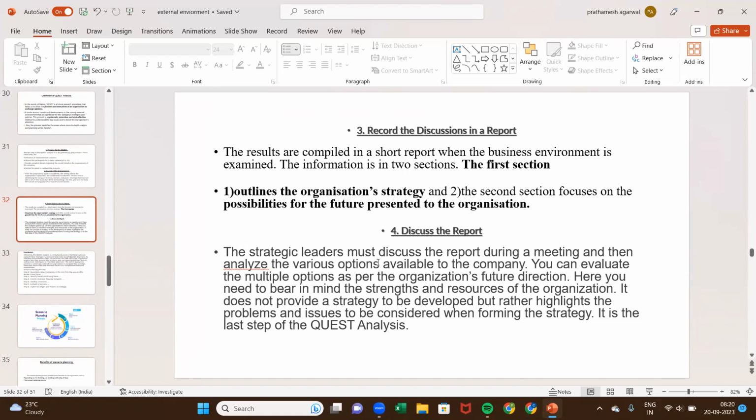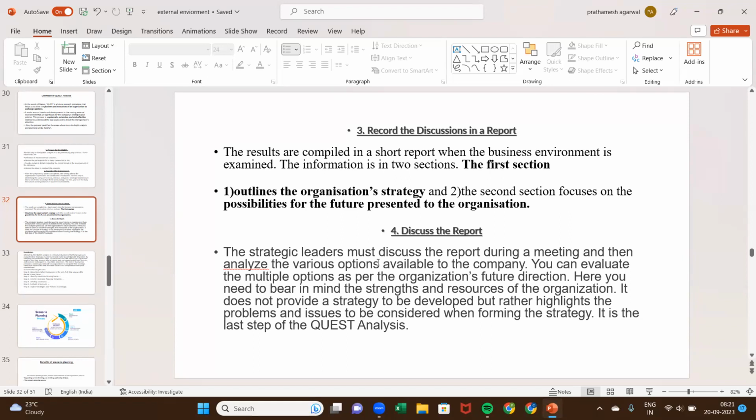During the meeting, one can analyze the various options available to the company. Now, what do you mean by various options? For example, you face a problem, all right? Then you go for the solution, but the solution comes with lots of possibilities. You think every possibility is right. So in this case, you will select the best possibility.